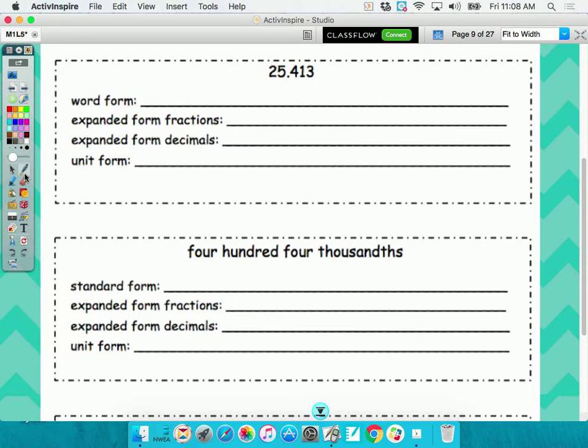Right now I want you to practice word form for 25 and 413 thousandths. Now, everybody say that number together. 25 and 413 thousandths. That's all you write. The word twenty, the word five, the word and. Keep going. Give it a try. Word form for 25 and 413 thousandths.